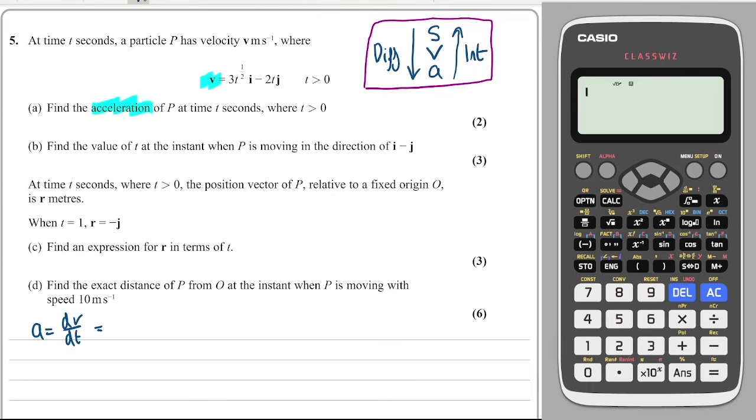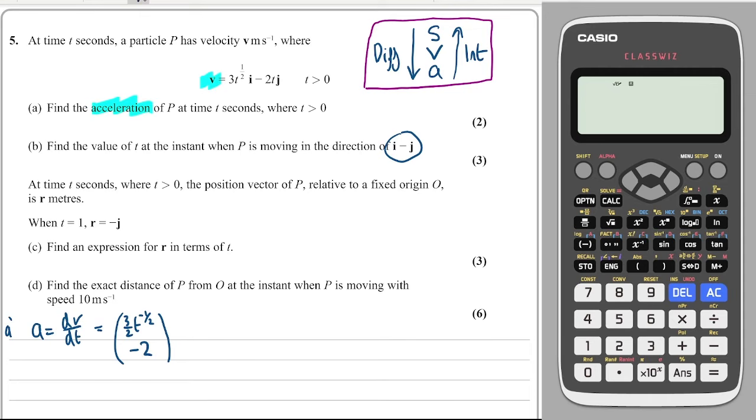And this will give me, and I'm going to write it as a column because I prefer to write them as columns. So I'm going to do the i's first, and that's going to give me 3 over 2 t to the minus a half. And the j's, that's going to give me just minus 2. And it wants to know the acceleration. Oh, that's it. Done. That's the acceleration. And then it says find a value for t the instant when p is moving in this direction here.